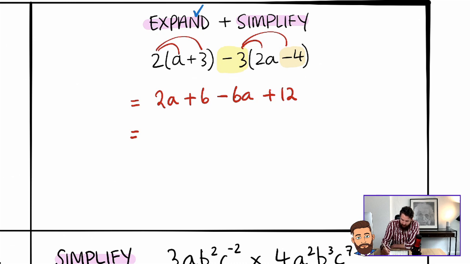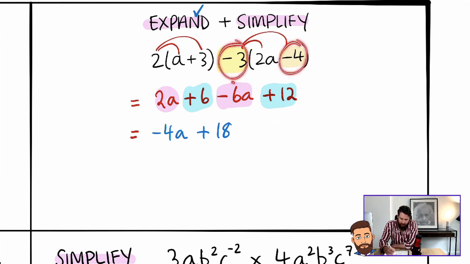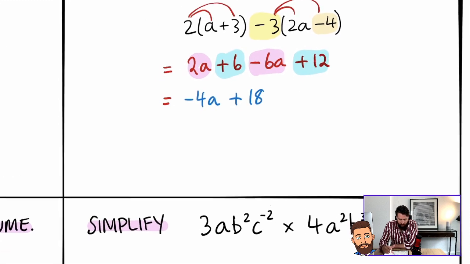By simplifying, what like terms do I have? I have 2a minus 6a, again the minus is attached. 2a minus 6a would be minus 4a. And then we have the 6 and the 12, which we can put together because they are in fact like terms. They are whole numbers. So 6 add 12 would be 18. So minus 4a plus 18. Where students fall into mistakes here is with these negatives. So just be clear on how negative and positive numbers work.